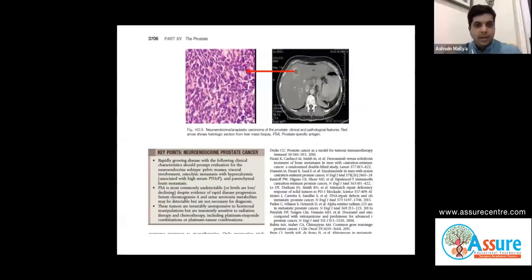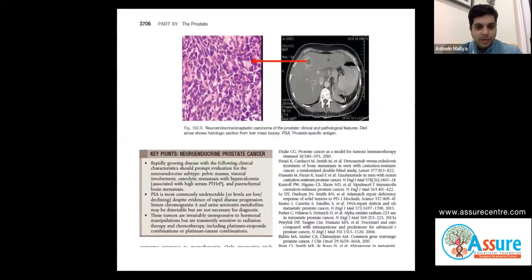Okay, again, this is from Campbell Urology, where neuroendocrine carcinoma has been dealt with. Could you please enlarge the slide if it's possible? Wait, I'll just go through my own. I must be having it. Yeah, one second. I'll go through my own, sorry, keynote presentation.